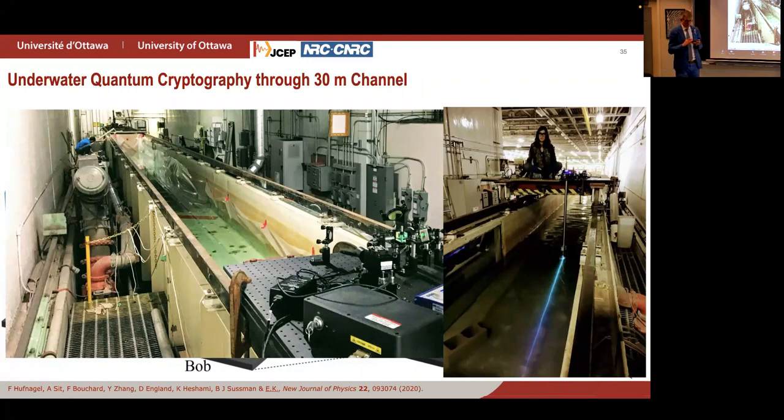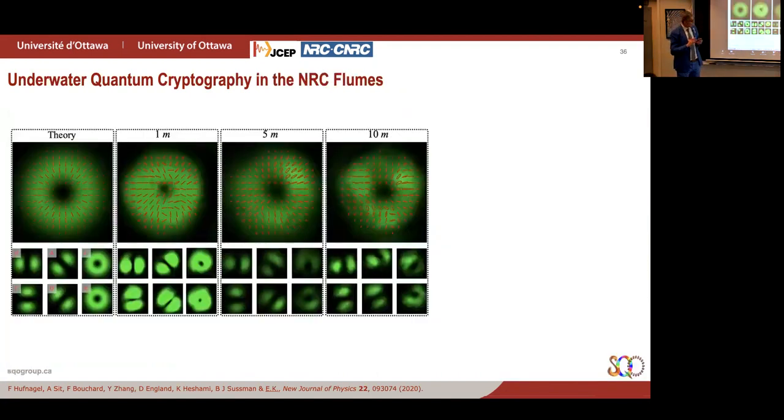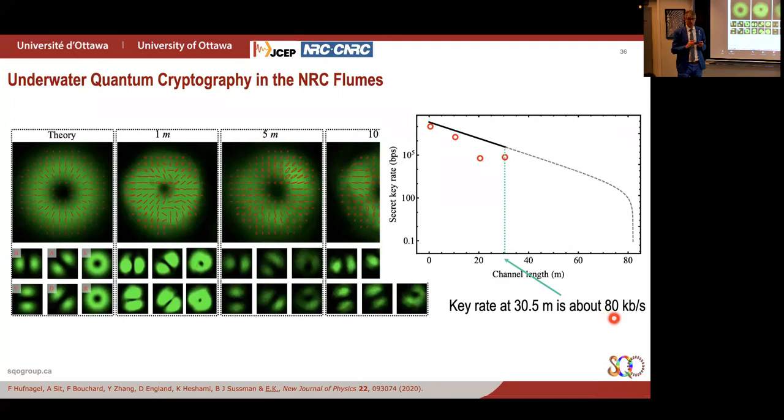The maximum distance that you can go, based on Beer's law, is about 200 meters. But even 20 meters is sufficient to do communication between a submarine and a plane, drone, or satellite. We were able to reach a distance of almost 30 meters, which was a record. And still, we were able to send about 80 kilobits per second, which is really, really high.